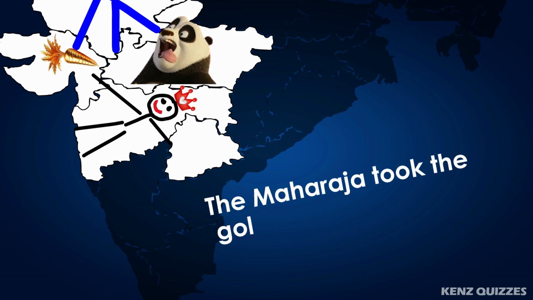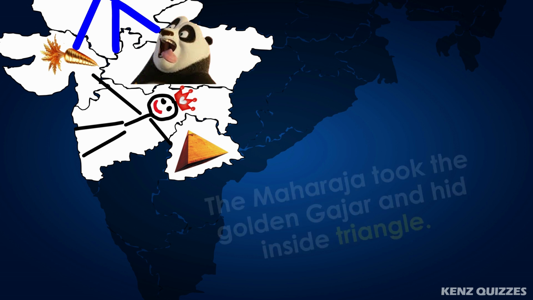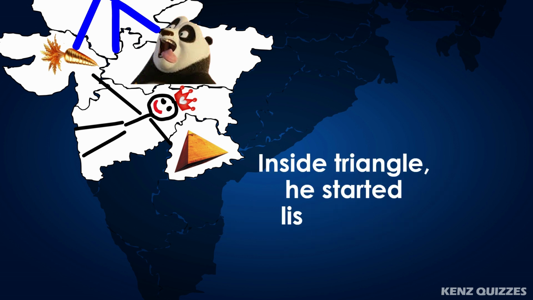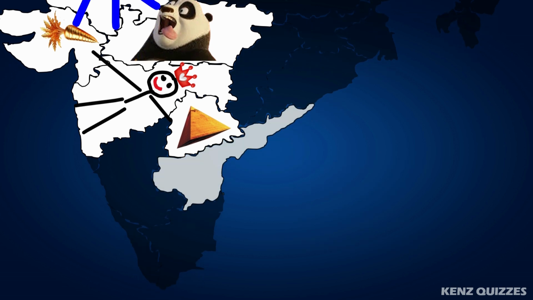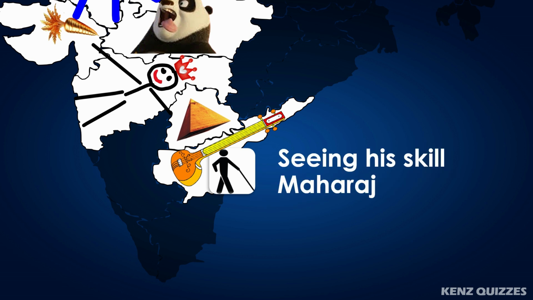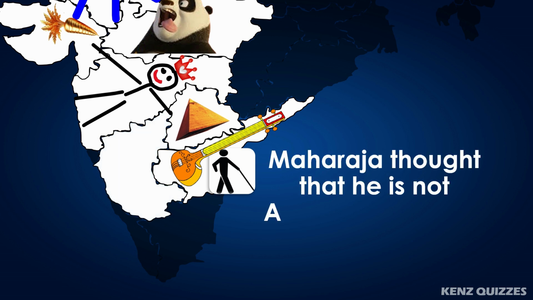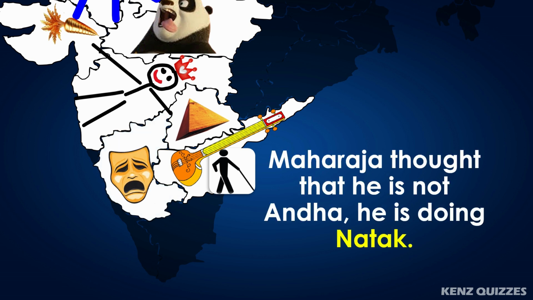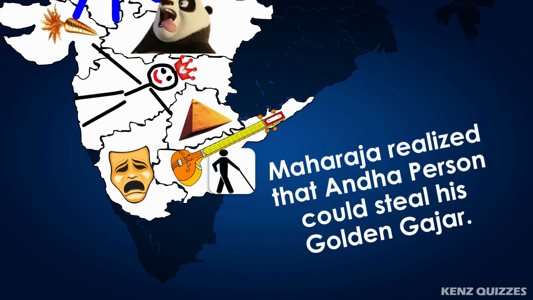The Maharaja took the golden gajar and hid inside triangle. Inside triangle, he started listening to beautiful sound. An andha person was playing sitar. Seeing his skill, Maharaja was shocked. Maharaja thought, he's not andha, he's doing natak. Maharaja realized that andha person could steal his golden gajar.